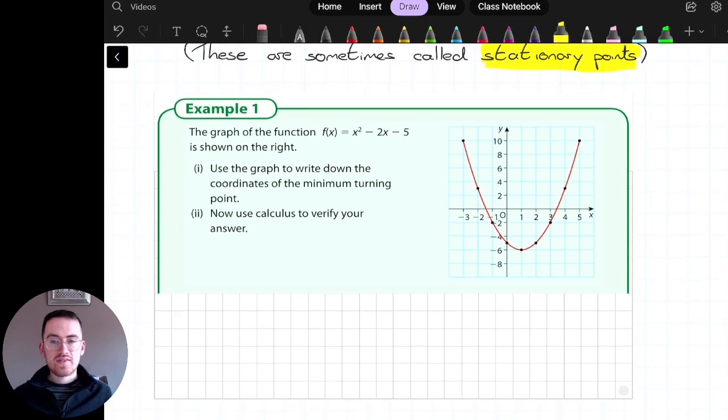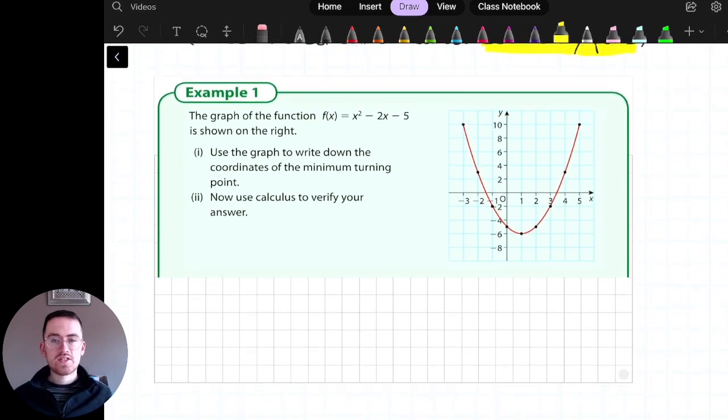We have a graph here of f of x, which is x squared minus 2x minus 5, over on the right hand side. And the first step is we're asked to use the graph to write down the coordinates of the minimum turning point. So we go to our minimum point, we can see it down the bottom here, in the center, down at the lowest point that the graph reaches, so I'll colour it in with the blue here. And our minimum turning point is going to be minus 1, or sorry, not minus 1, just 1, minus 6. So (1, -6) is our minimum turning point.